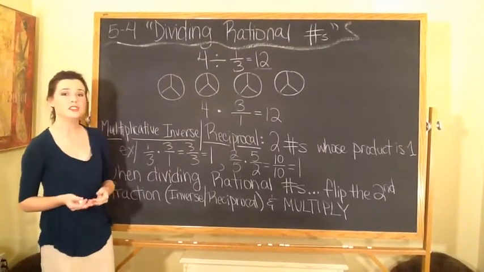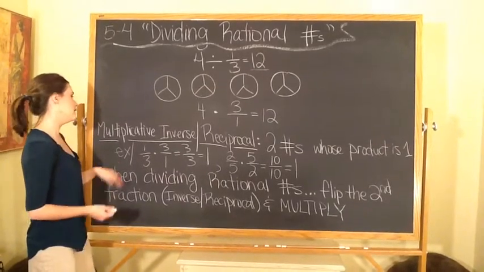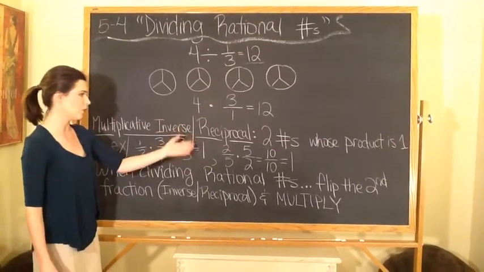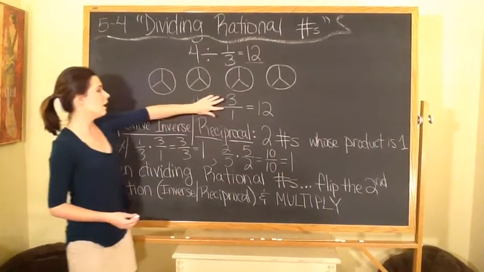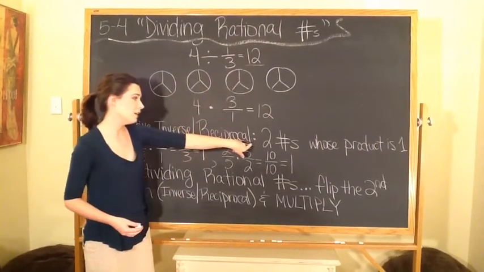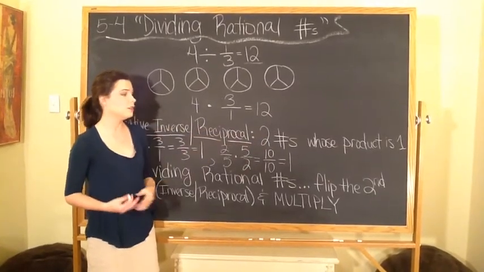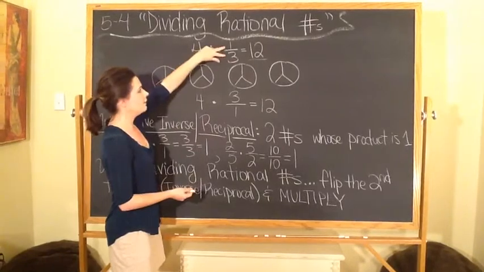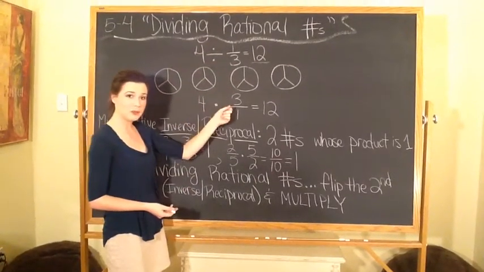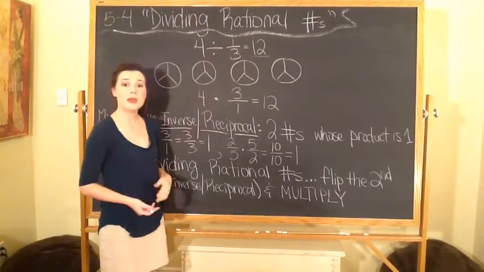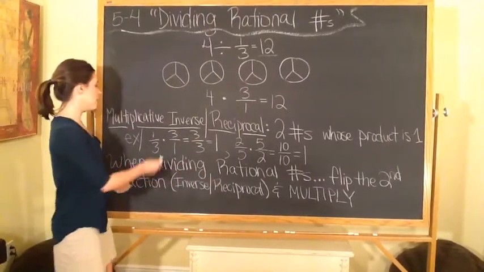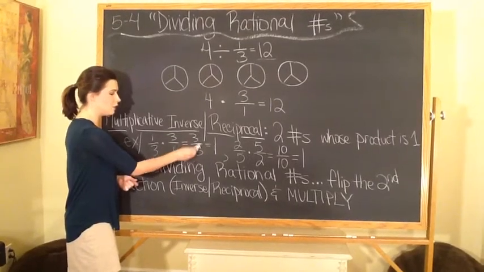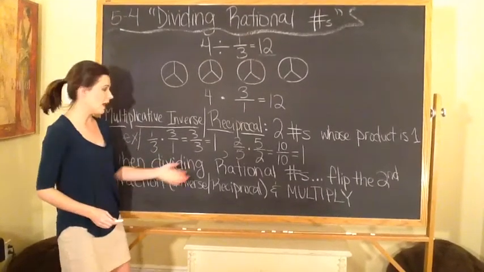We have a certain term that we need to talk about today, and that is a multiplicative inverse, or it's sometimes called the reciprocal. Reciprocals are 2 numbers whose product is 1. Like in this example up here, when I flipped the second fraction and multiplied, flipping it is what made a reciprocal, because if you multiply 1/3 times 3 over 1, you'll multiply across, you'll get 3 over 3, and once you simplify, you'll get 1.